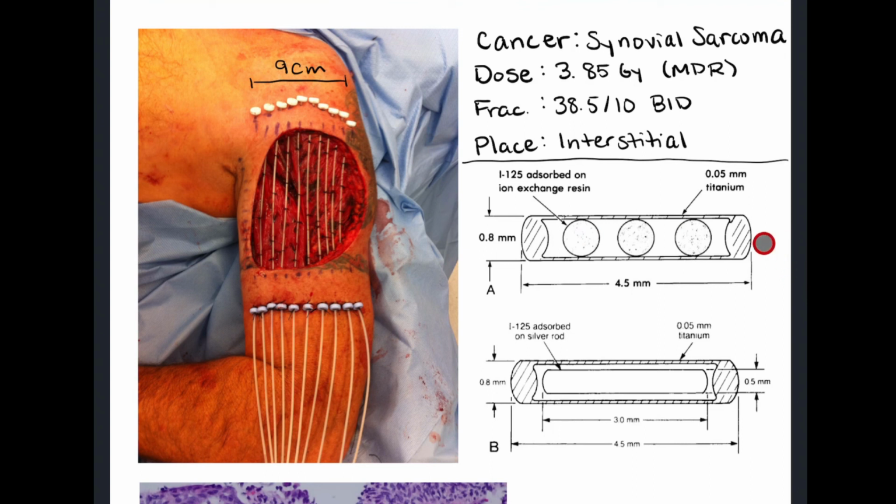The parameters we talked about on the last slide are shown here. This is an MDR brachytherapy with a fractionation scheme of 38.5 by 10 by daily. In other words, a dose of 3.85 gray will be given twice a day for 10 days.